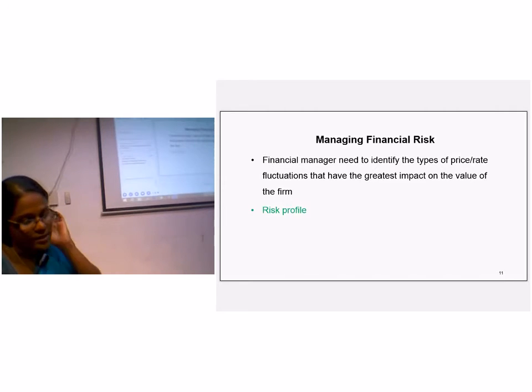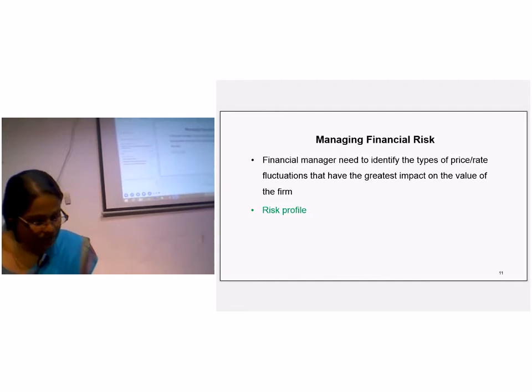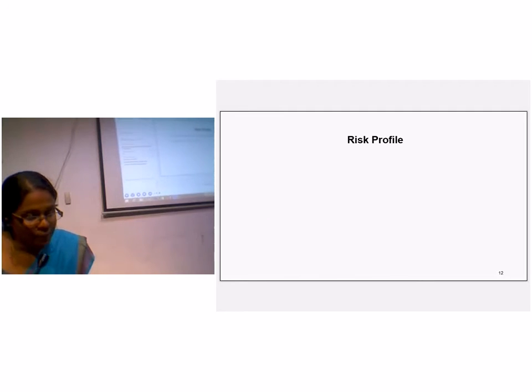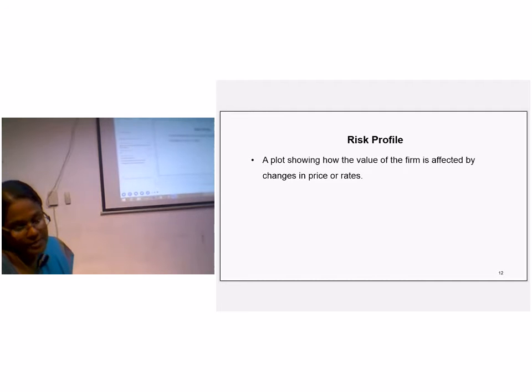Now in this case, we are trying to develop a special graph that is called a risk profile, right? We need to develop a risk profile. So if we see the definition, what do we mean by this risk profile? A plot showing how the value of the firm is affected by changes in price or rates. Now this is a graph showing what will happen to the value of the firm with the changes in price or rates.